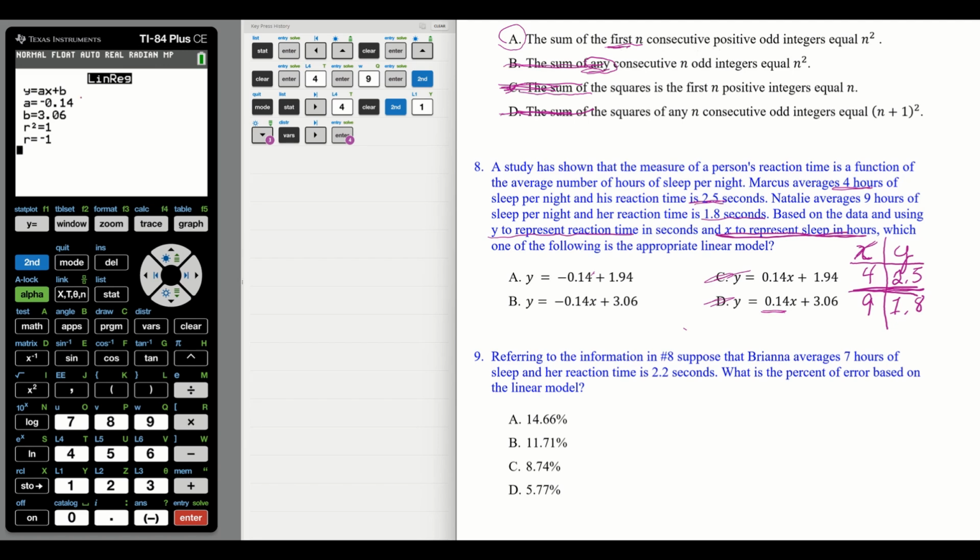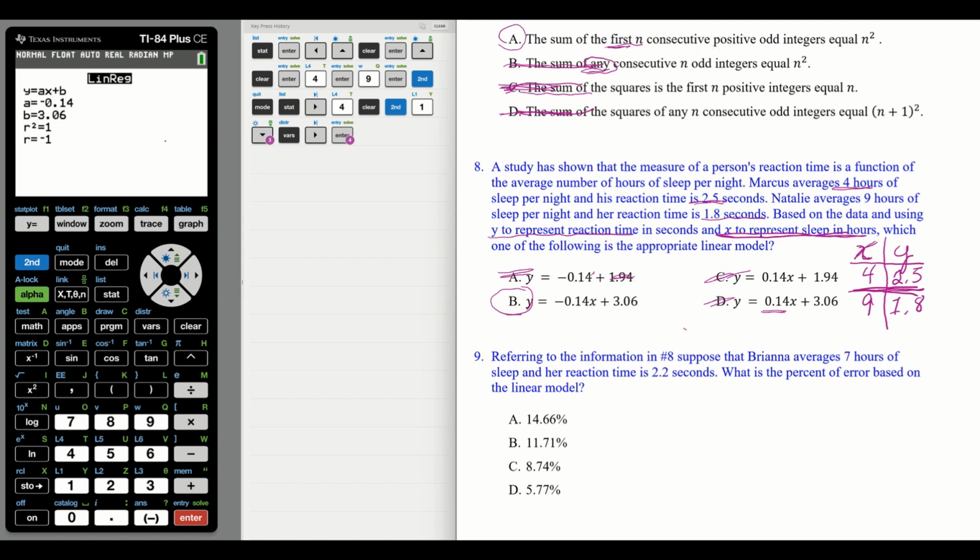But we're going to come over here. Well, it has to be B because this negative 0.14 is not in front of an x, and your B value is wrong. Our B value needs to be 3.06. So that is our answer. Okay, now we need to go to number 9. And we have our calculator set up for number 9. Okay?